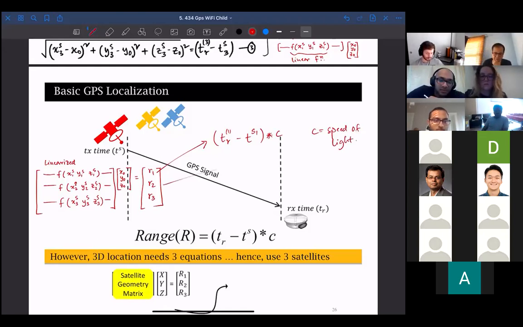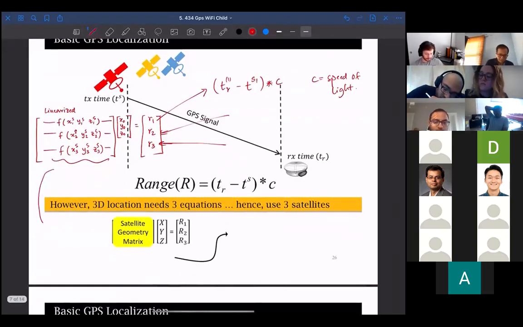Right, so you know these R's from the 3 satellites, you know the geometry, the locations of the satellites, the ephemeris, and x0, y0, z0 is your unknown. So now you've brought this down to this ax equals b form. And this matrix is called the satellite geometry matrix.